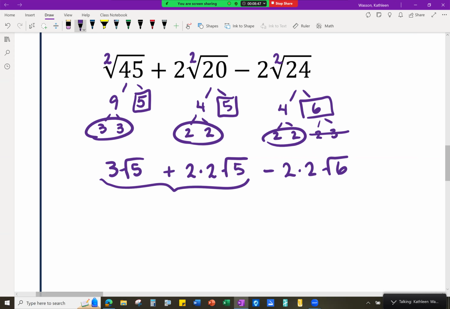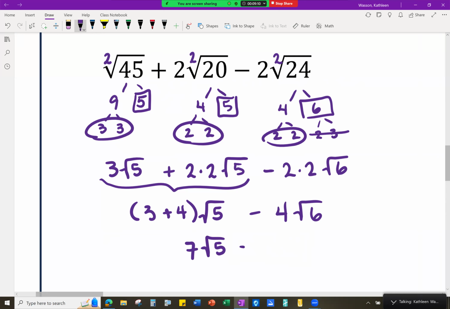And I can combine the first two terms. They each have a square root 5. So this is 3 times 4. Sorry, 3 plus 4, square root 5 minus 2 times 2, 4, square root 6. When I simplify this first term, I have 7 square root 5 minus 4 square root 6.